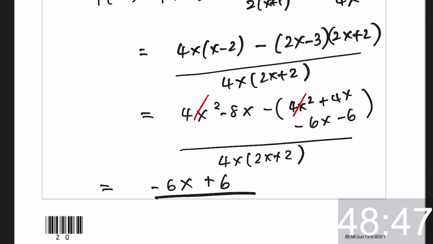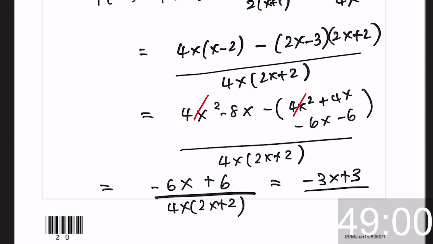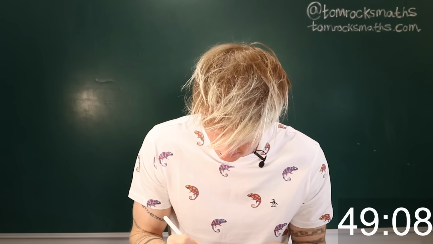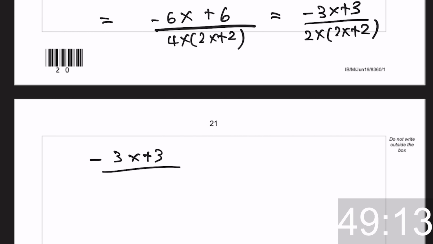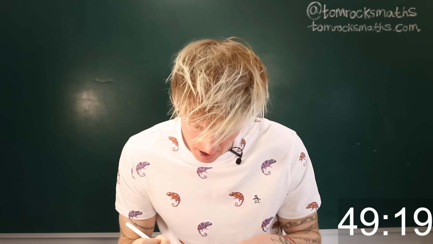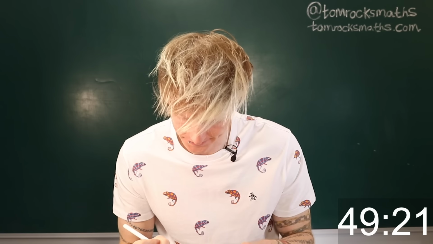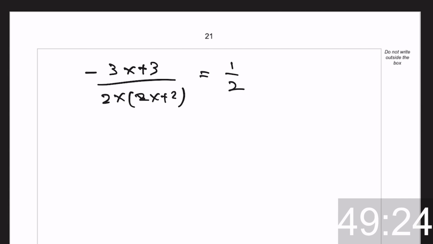Minus 6x plus 6 over 4x. So I can definitely cancel the 2. 4x times 2x plus 2. Right. So that's minus 3x plus 3 over 2x times 2x plus 2. Right, and I've got to solve that. So I think what I need to solve then is minus 3x plus 3 over 2x plus 2 needs to be half, was it? Needs to be a half. Okay, cool, we can do that.